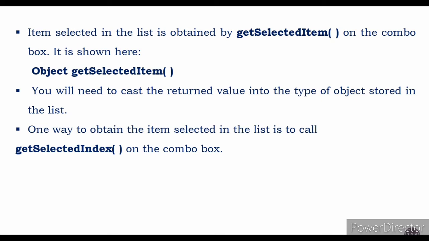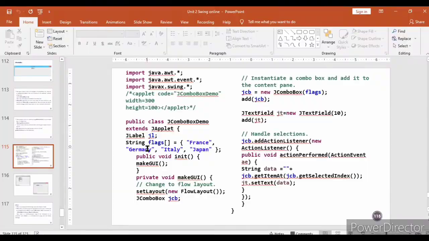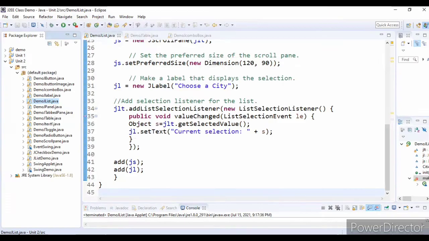One way to obtain the item selected in the list is to call get selected index on the combo box. Instead of the item, we can get the index of the selected item also. For that we will use get selected index. We will see the example in Eclipse.